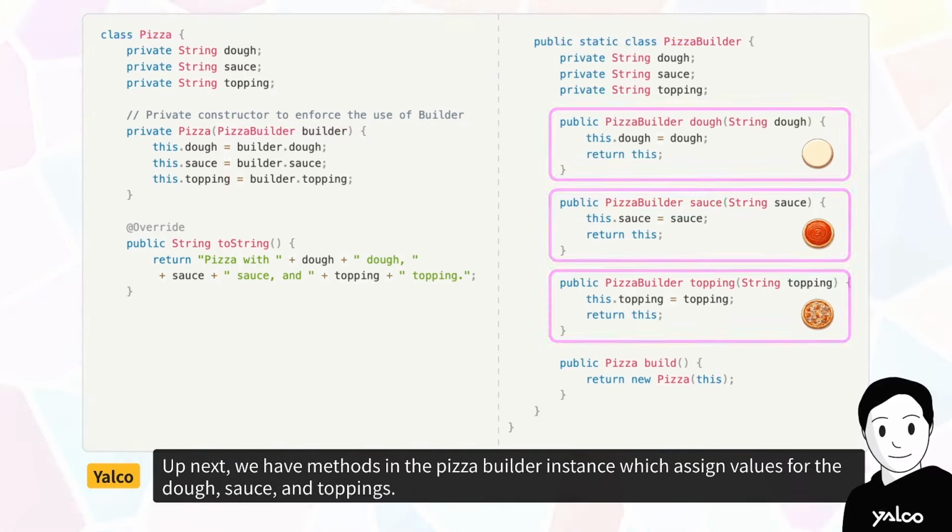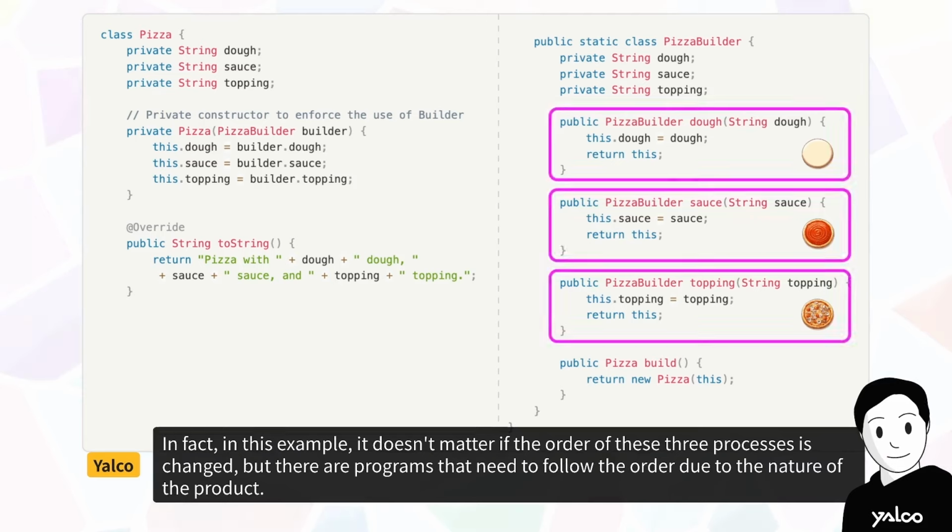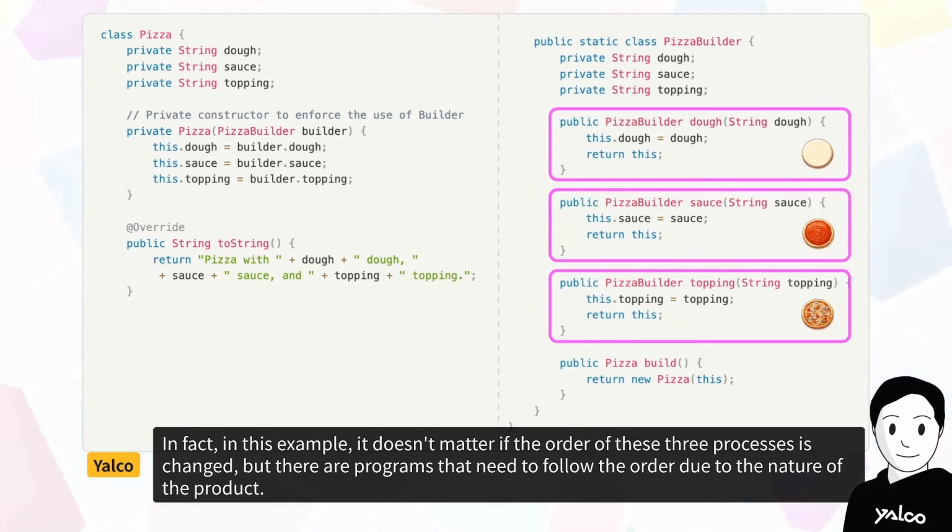Up next, we have methods in the Pizza Builder instance which assign values for the dough, sauce and toppings. In fact, in this example, it doesn't matter if the order of these three processes is changed, but there are programs that need to follow the order due to the nature of the product.